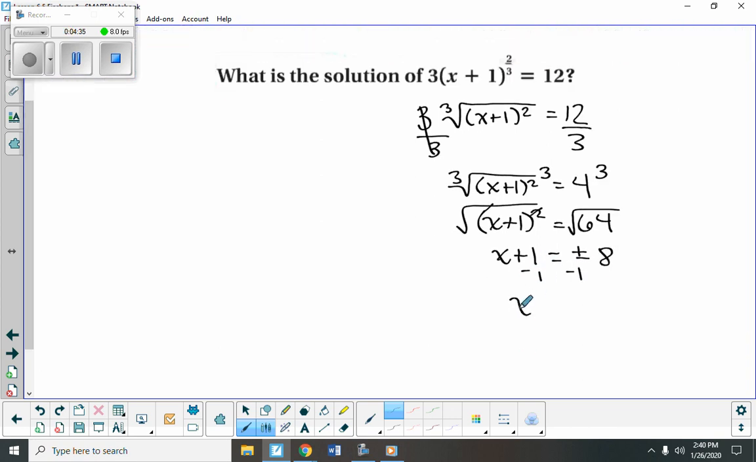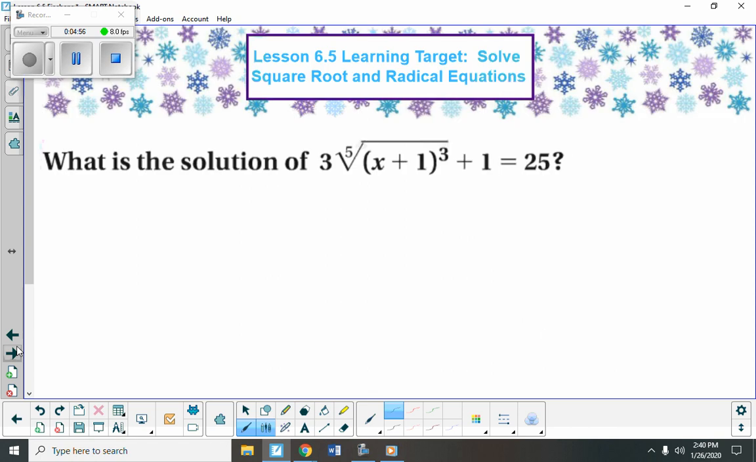We have x equals negative 1, and then plus or minus 8. That means you have two answers. You have negative 1 plus 8 and negative 1 minus 8. So that would be 7 and negative 9. Those are the two answers we have, and they will both work if you substitute that back in. Let's do another one.